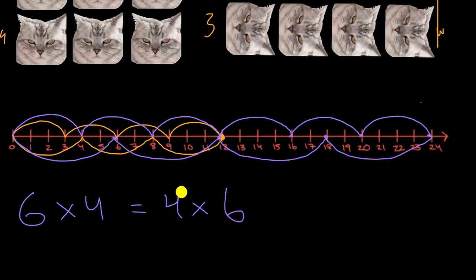And this is sometimes referred to as the commutative property. It's a fancy word, but it's really just saying that whether you're doing 6 times 4 or 4 times 6, the commutative property of multiplication says, hey, those 2 things are going to be equivalent.